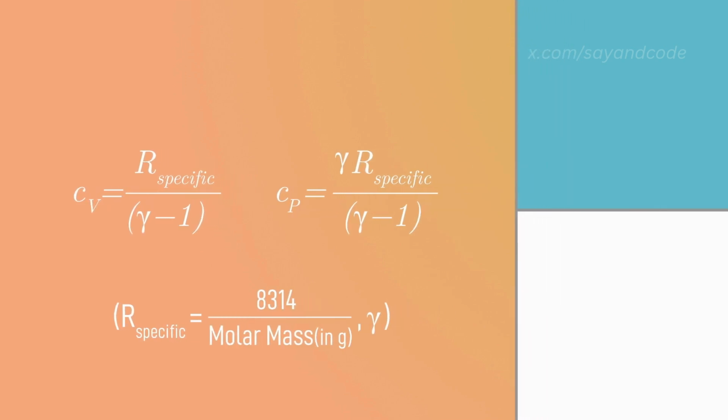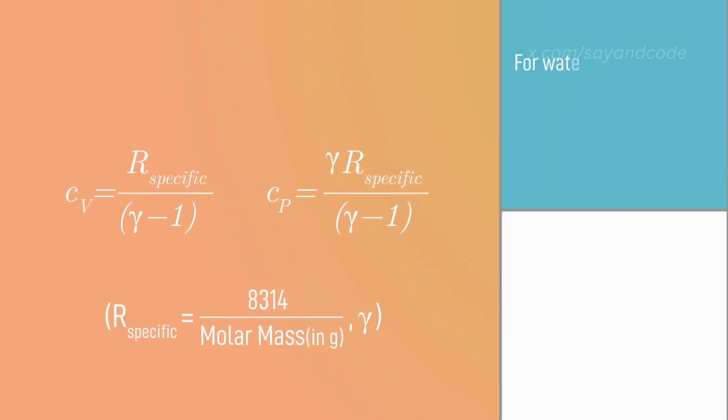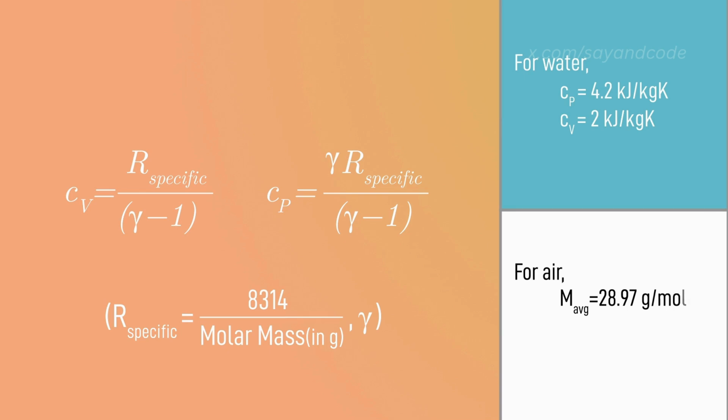Some values we need to know by heart are the Cp and Cv for water, which is 4.2 and 2 kilojoule per kilogram Kelvin, respectively. And also that air, since it is mostly made of nitrogen and oxygen, is considered as diatomic, with an average molar mass of 28.97 grams per mole. So, our specific is equal to 287 joule per kilogram Kelvin, and gamma is equal to 7/5, or 1.4. Using these, we can calculate the values of Cp and Cv.